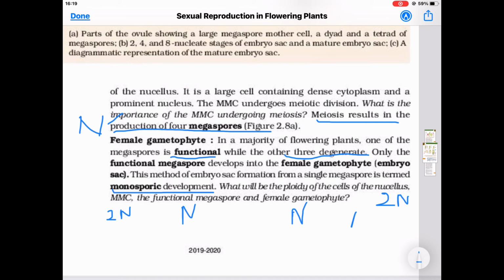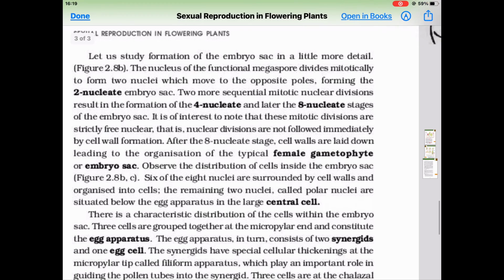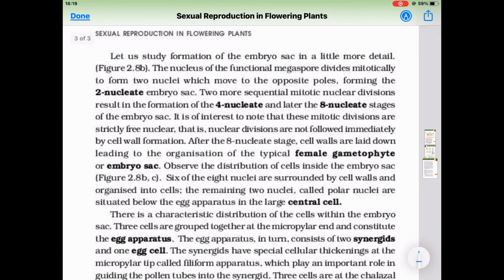Let us study the formation of embryo sacs in a little more detail. The nucleus of the functional megaspore divides mitotically to form 2 nuclei which move to the opposite poles, forming the 2 nucleate embryo sac. Two more sequential mitotic divisions result in the formation of the 4 nucleate and later 8 nucleate stage of the embryo sac.